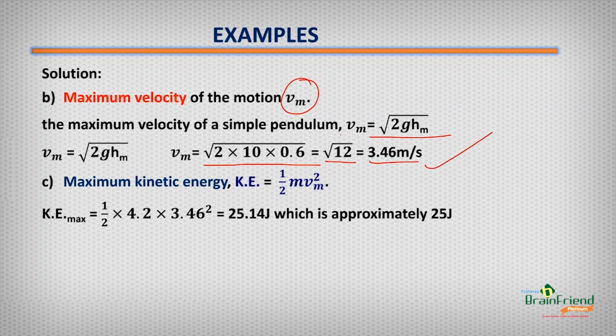Next, we have to solve for the maximum kinetic energy, KE. The maximum kinetic energy is given by the formula half m v subscript m squared. Going on to substitute the values for these parameters, we have KE maximum is equal to half times 4.2 for the mass and 3.46 squared for v subscript m squared. This gives us 25.14 joules, which is approximately 25 joules.